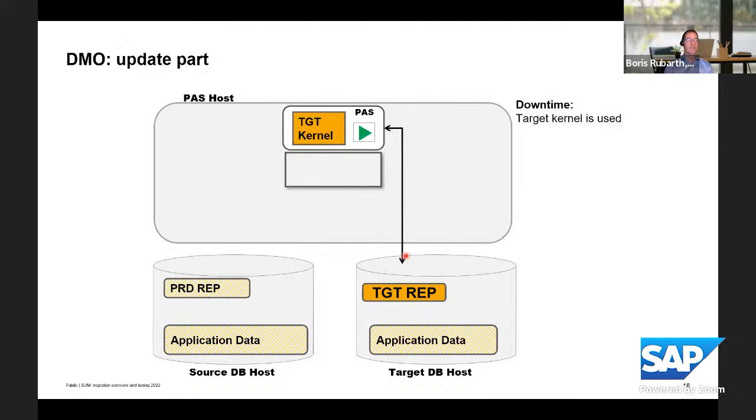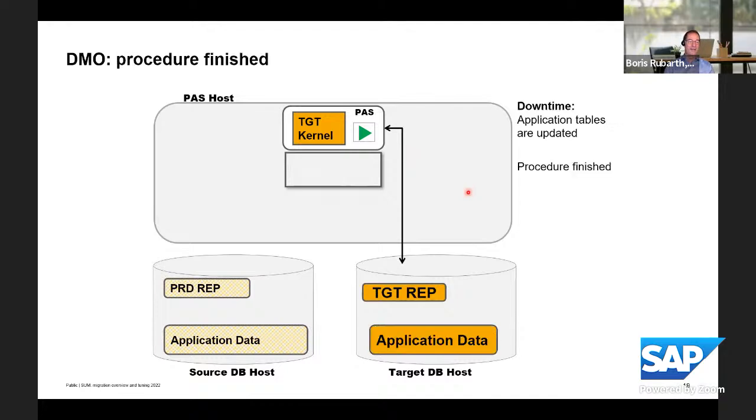After that, the software update manager will start the ABAP instance just for finishing up the procedure. It's still downtime for the end users. And then the target kernel is used and the update procedure on the application data is done. And then finally, also the application data are on the target level. The procedure is finished and the system is running on the target database, for example, SAP HANA, and the application server is still the same. That's why we call this an in-place procedure. That is the plain DMO approach.